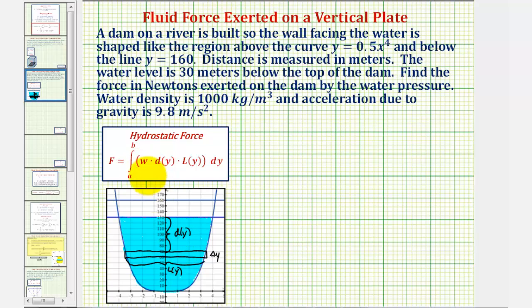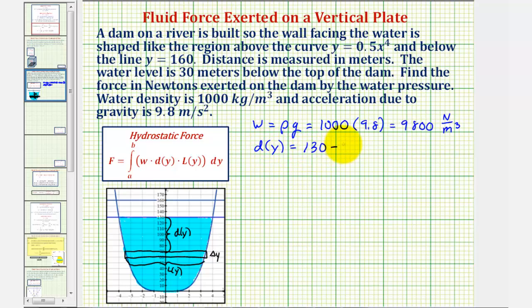But let's begin by determining the weight density, or rho times g. The weight density w, or rho times g, would be equal to 1,000 kilograms per meters cubed times 9.8 meters per second squared, which would be 9,800. And these units would be newtons per meters cubed. And d of y, the distance below the surface, would be equal to 130 minus the y value, or just 130 minus y.